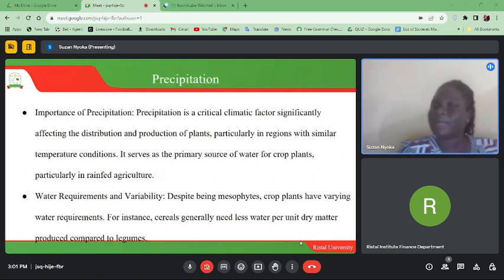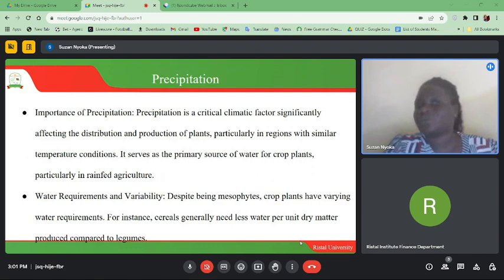And then precipitation. Importance of precipitation. Precipitation is a critical climate factor significantly affecting the distribution and production of plants, particularly in regions with similar temperature conditions. It serves as the primary source of water for crop plants, particularly in rain-fed agriculture.